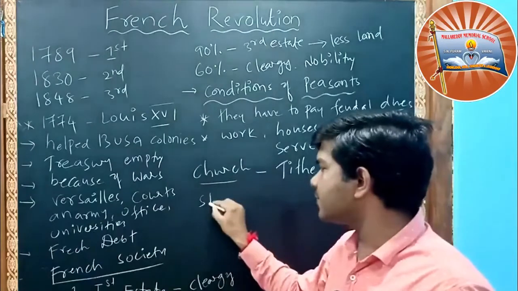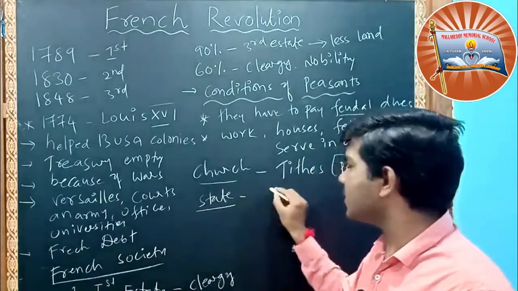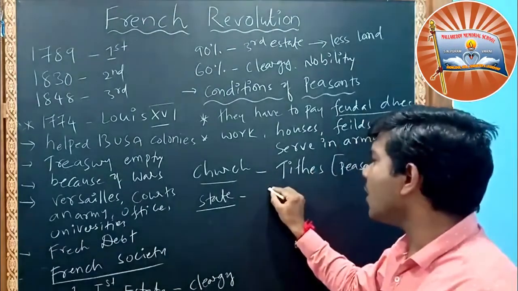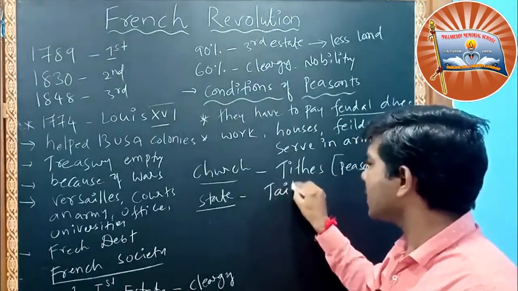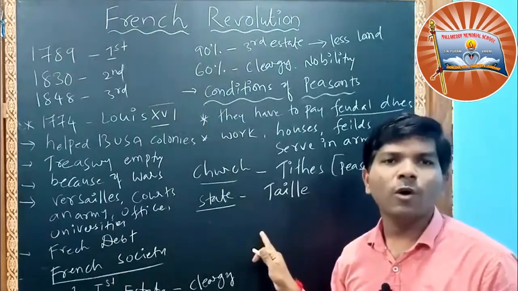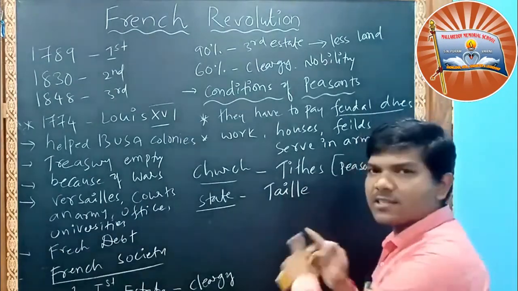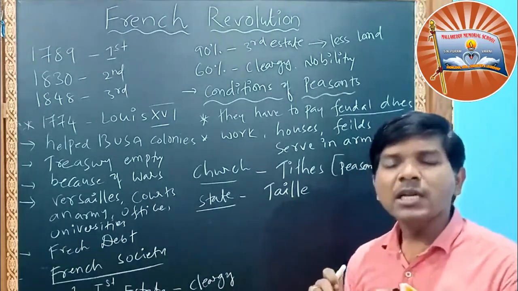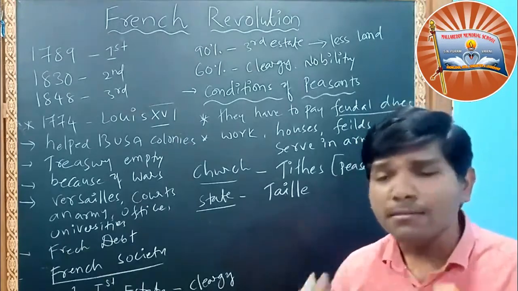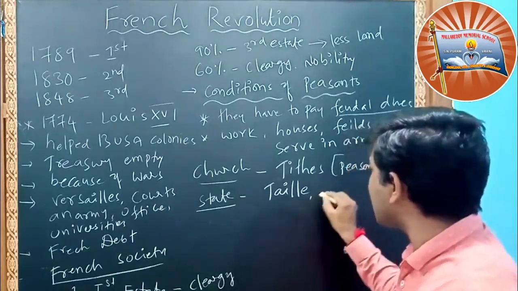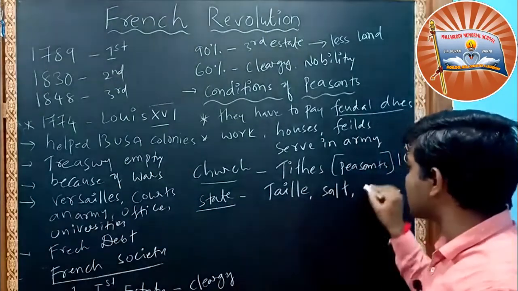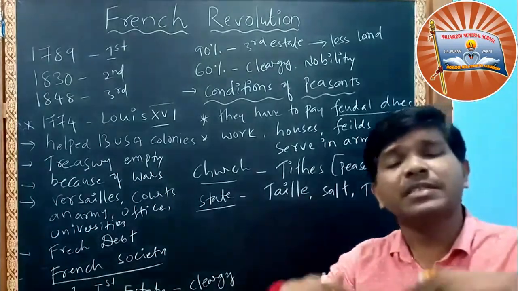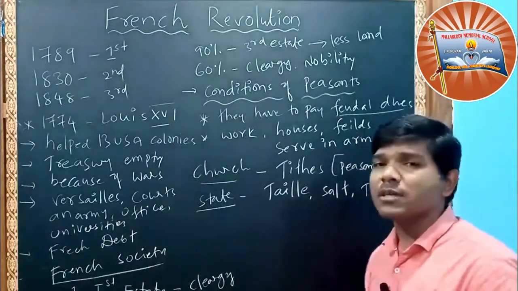Next, state. State means kingdom. The kingdom was also collecting taxes from the peasants. These are taille, one kind of tax to the state. The king collecting taxes, taille one kind of taxes. There are a number of taxes being collected. They are collecting taxes on salt, on tobacco, a number of different taxes from the peasants.